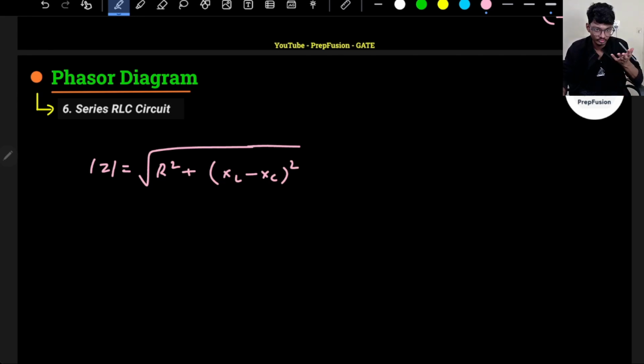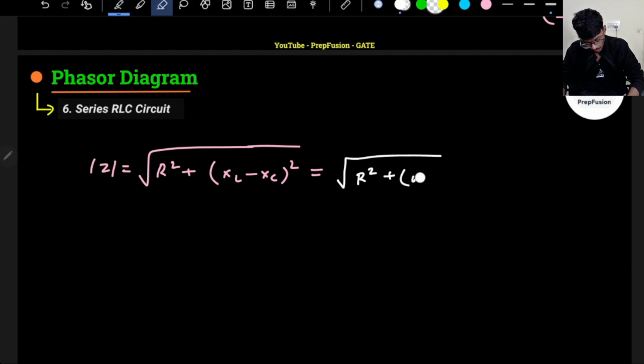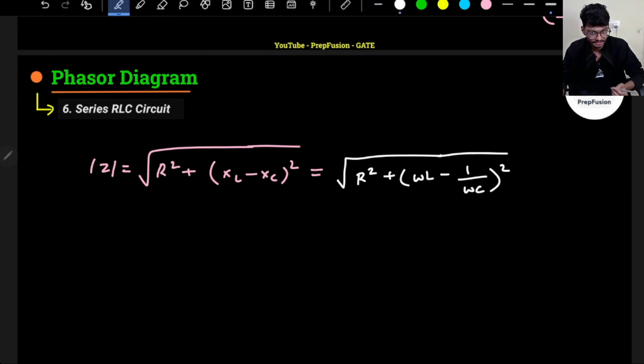So negative will become positive only. It does not matter. So I can rewrite this as R square plus (omega into L minus 1 by omega into C) whole square. Okay, this is my representation.